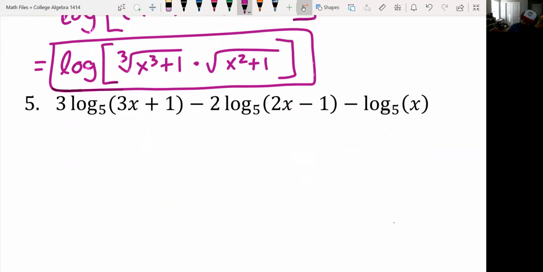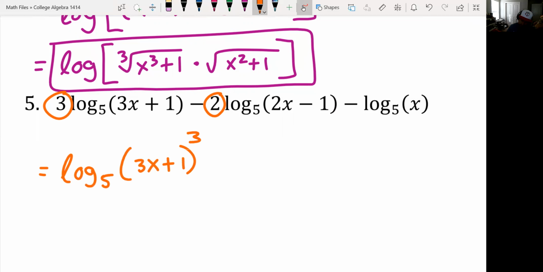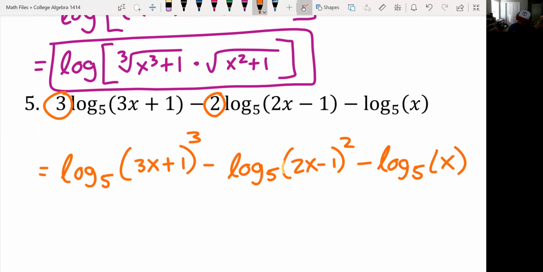All right. Next one. Look at this. 3 terms. Subtraction, subtraction. All right. So we know we're going to use a lot of the quotient to difference here. But once again, before we do so, we got to get rid of that 3. And you got to get rid of that 2. We have to move them, right? So this means you'll get log base 5 of 3x plus 1 to the 3rd minus log base 5 of 2x minus 1 squared minus log base 5 of x. So we took those powers, put them back on top.